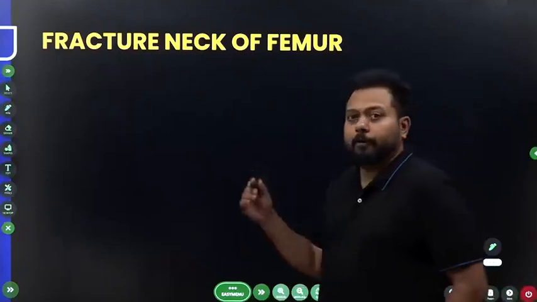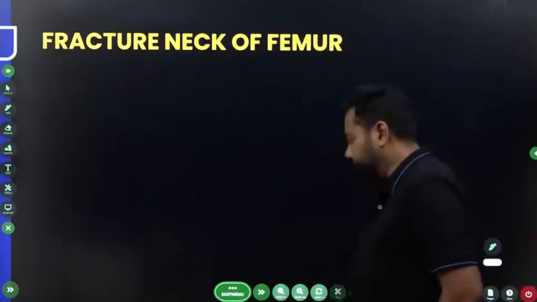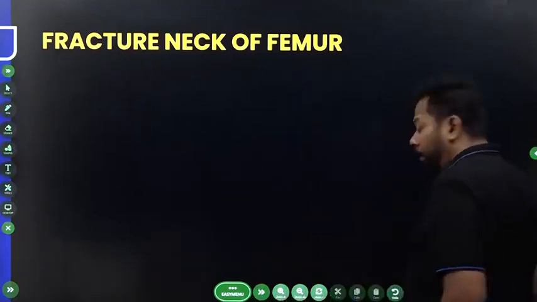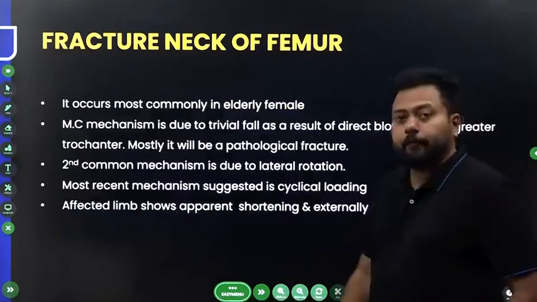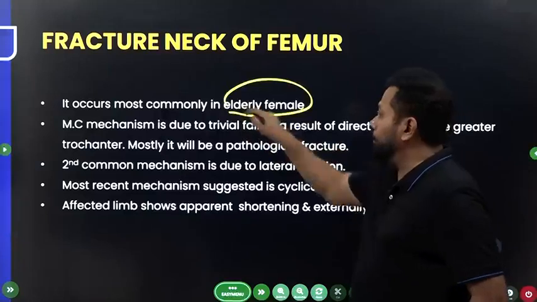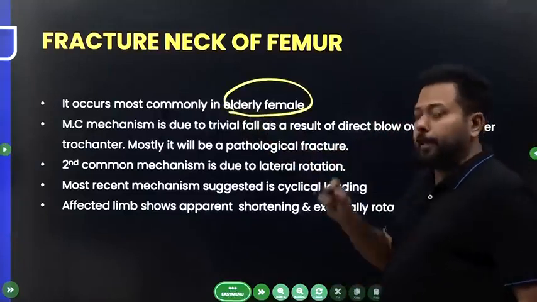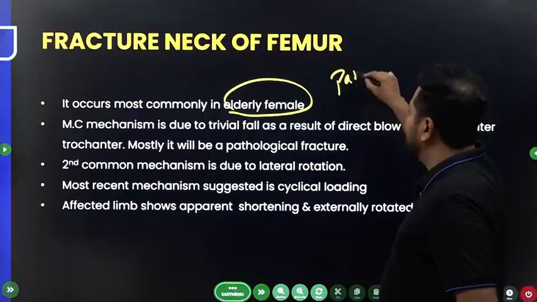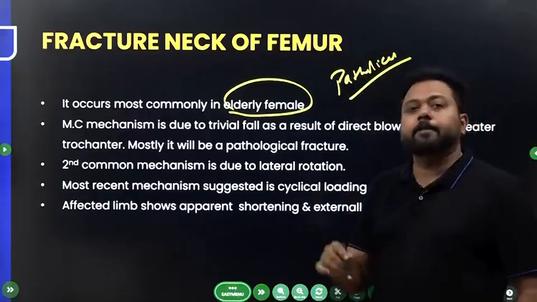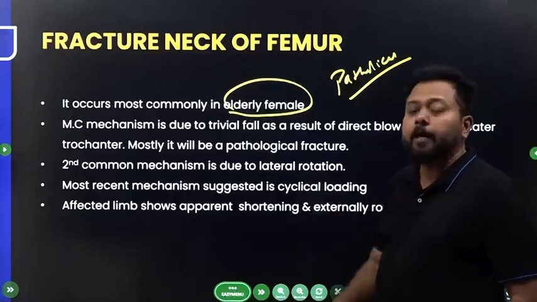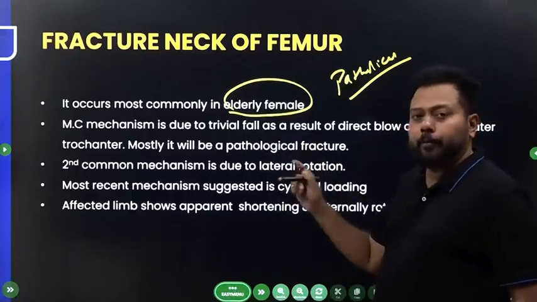Okay friends, we'll move on to the next topic, fracture neck of femur. I will tell you only the important points. For detailed discussion, kindly refer to the main videos. Fracture neck of femur happens in elderly women, postmenopausal women. Most of the time this is a pathological fracture, because it happens in pre-existing osteoporotic bone very commonly. That is why it's most common in postmenopausal women.